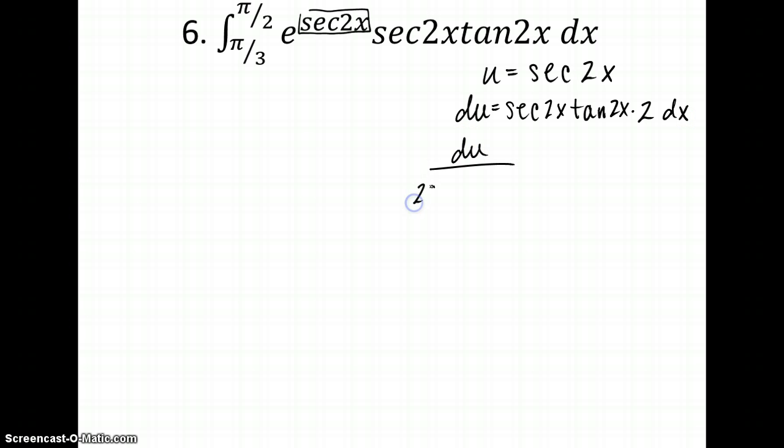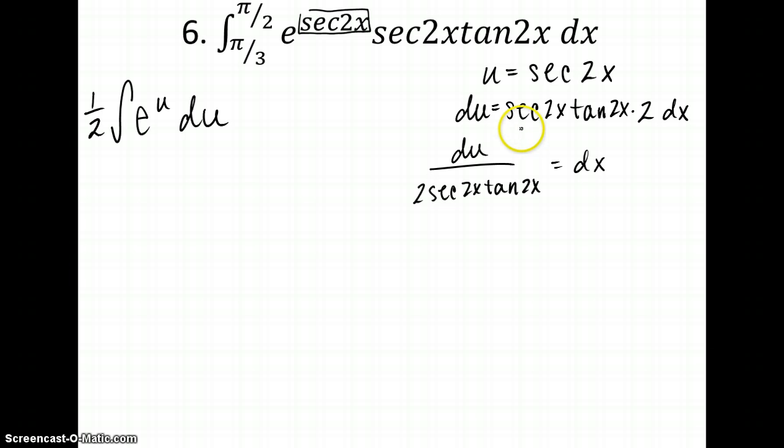So du equals 2 secant of 2x tan of 2x dx. So we have the secant of 2x, the tan of 2x, and the dx. So they will be replaced. We just need the 1/2 out front. So 1/2 e to the u du. And like I said to start the video, the hardest part about these problems is choosing the correct u. The antiderivative of e to the u is very simple. It's just itself.